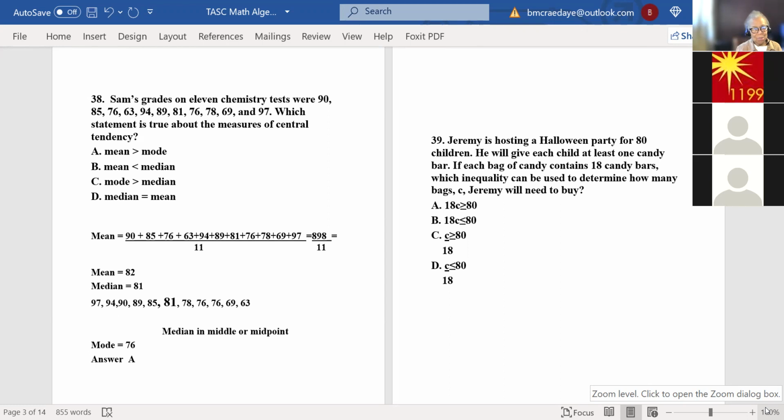So which answer would it be? You said D. D says less than or equal. Oh, it would be A, because A is greater than. 18 bars per bag. So bags times 18 has to be bigger than or equal to 80, right? So the answer is A.